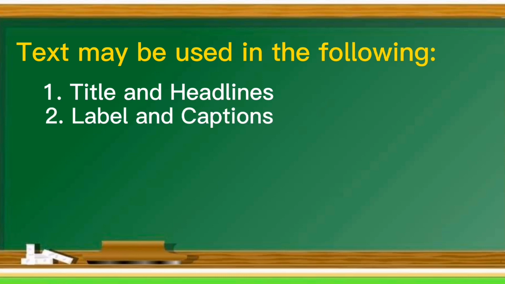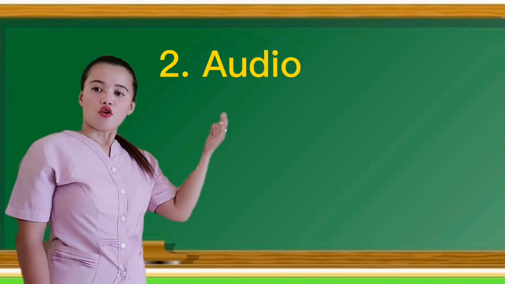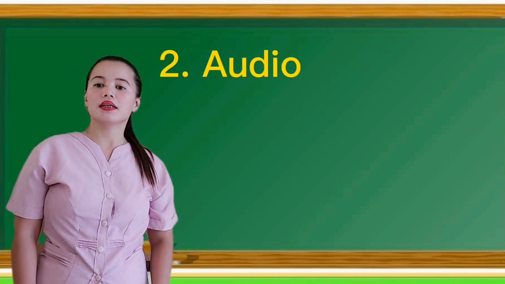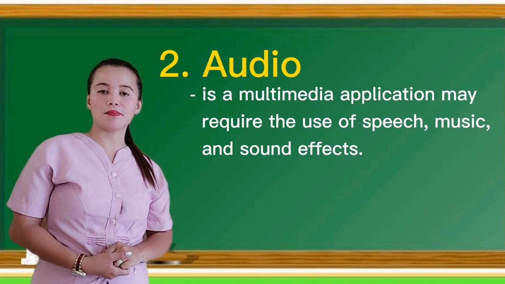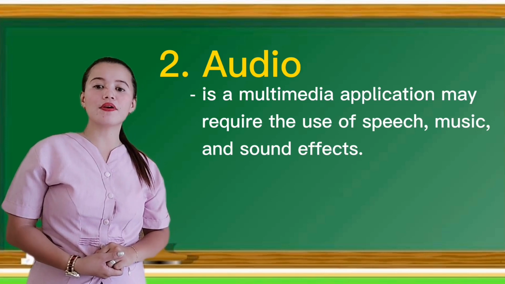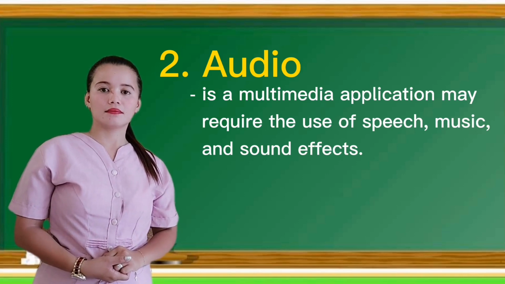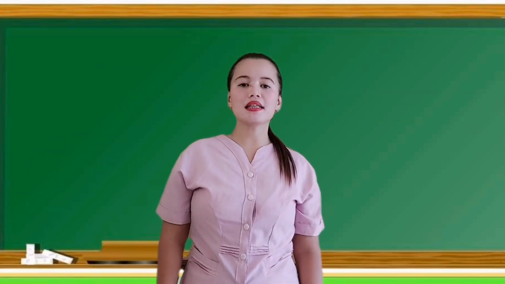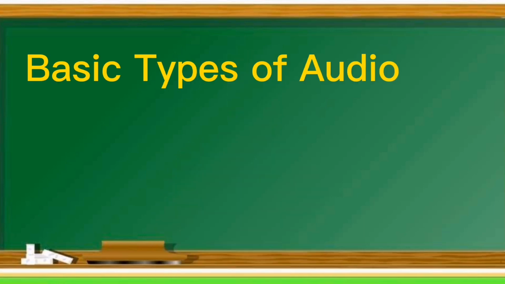labels and captions, menu, navigation, content. Next is audio. When we say audio, a multimedia application may require the use of speech, music, and sound effects. This is also called the sound element. There are two basic types of audio or sound, which are analog audio and digital audio.